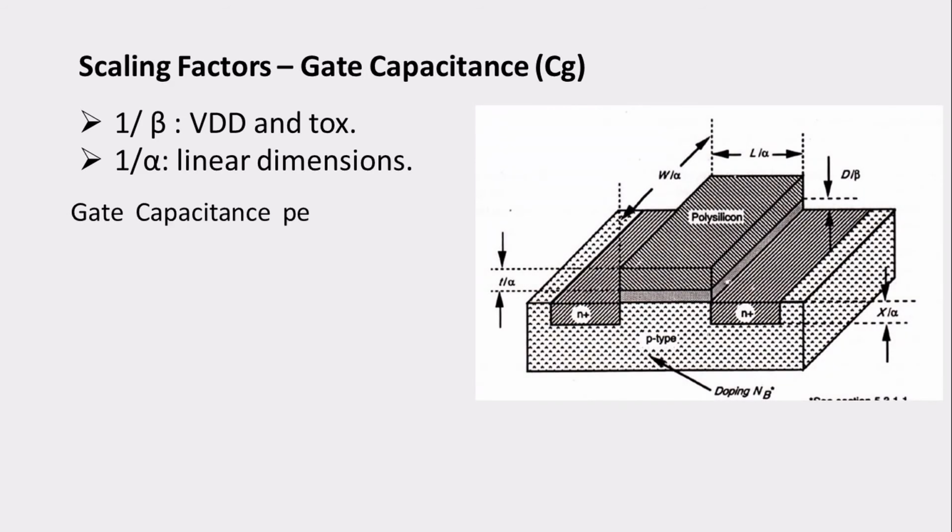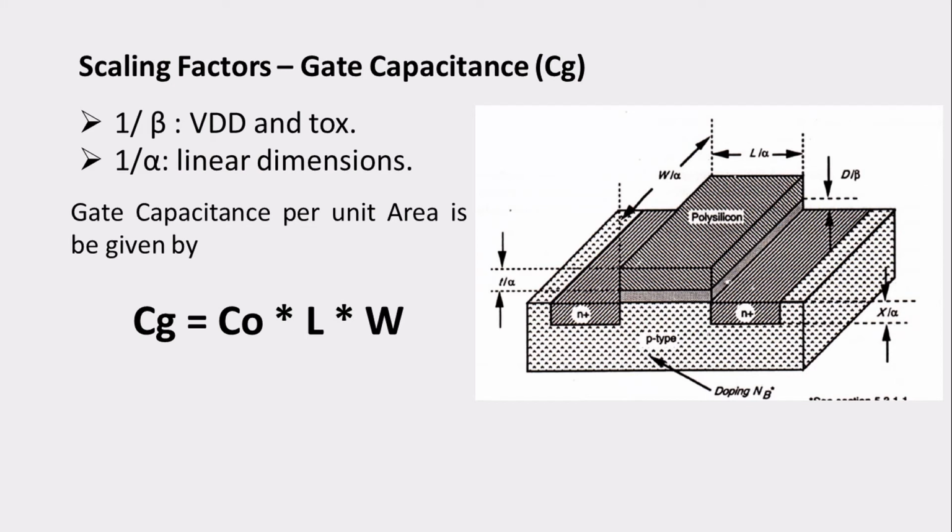So gate capacitance, it represents this area where we can have this particular thing. So it is what?